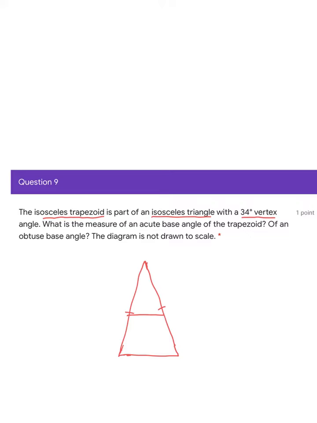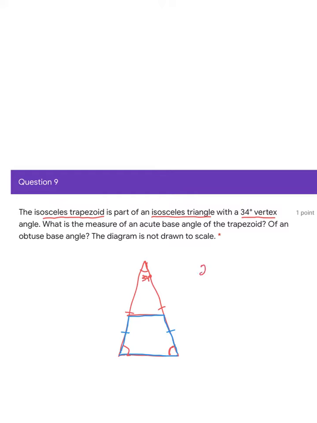So just to be clear, the isosceles trapezoid is right here, and it has two equal sides. So we know the vertex angle of the isosceles triangle is 34 degrees. And what do we know about these two base angles? They have to be congruent.